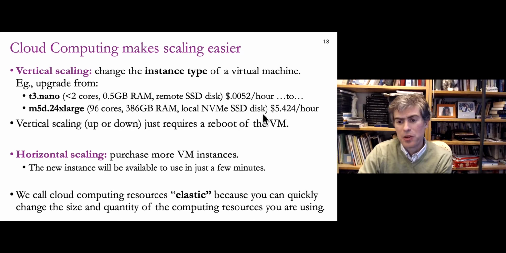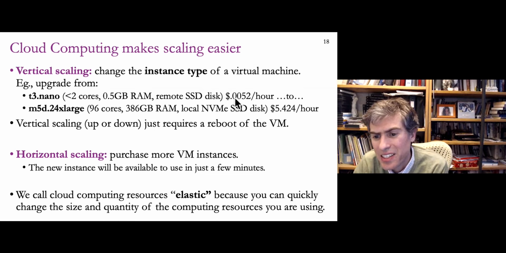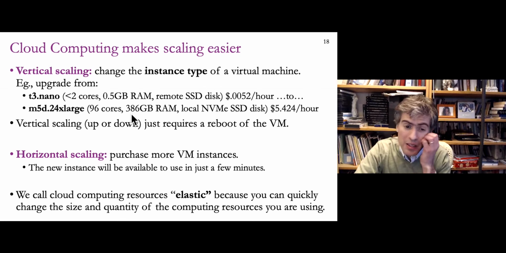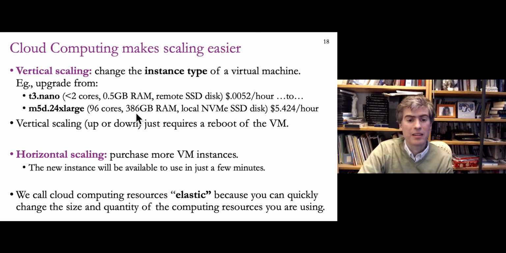On the other extreme, you can get a machine that costs, let's see, this is 1,000 times more. This is a machine with 96 cores instead of 2. It has almost 800 times as much RAM, so 386 gigabytes of RAM. It's got a fast solid state disk in the machine itself, so it has very fast disk access. And you're going to pay a lot more for it. So $5 an hour is going to really add up.